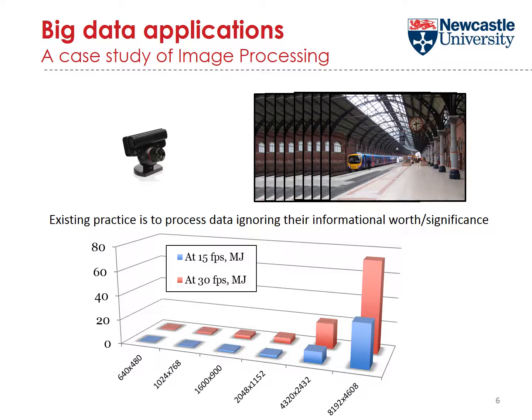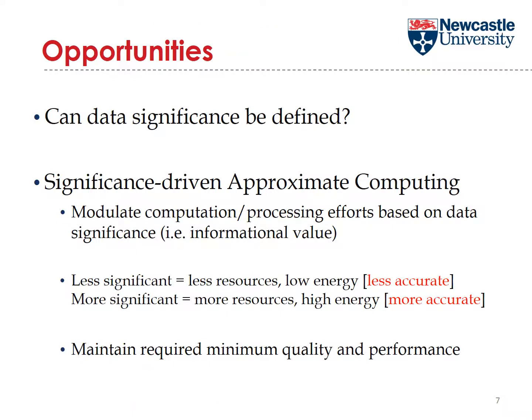So what it basically says is that as you go on using higher and higher resolutions, as you can see, over a 24-hour period, the amount of energy that you burn for a 15 frames per second or even 30 frames per second sensing subsystem will eventually be in the order of, let's say, 75 megajoules or so. This is a lot of energy. So the question is, how can we reduce the energy? What are the opportunities for reducing this energy?